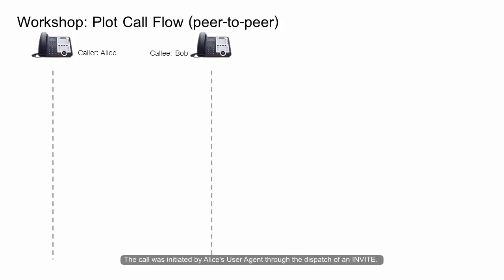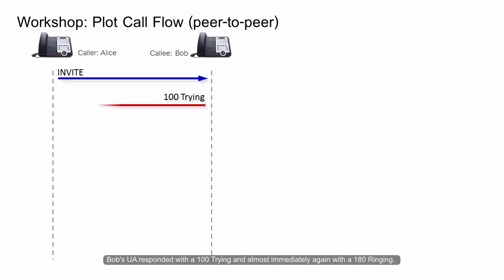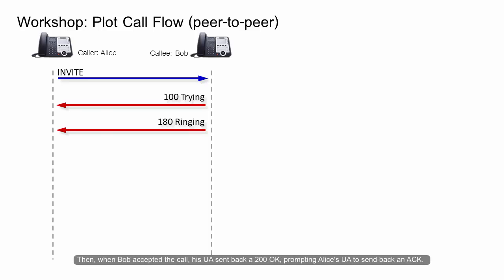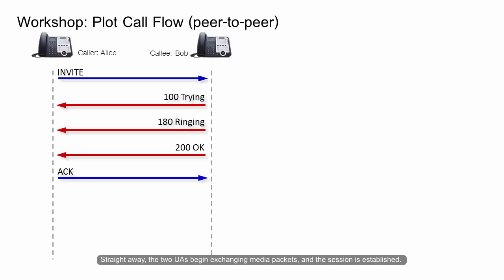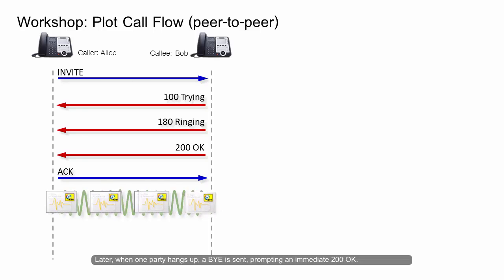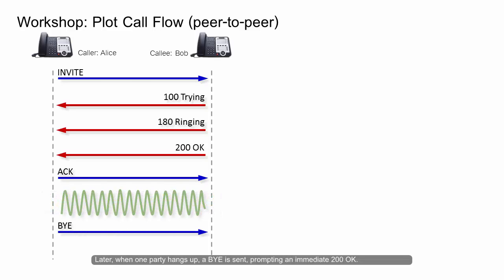The call was initiated by Alice's user agent through the dispatch of an invite. Bob's user agent then responded with a 100 trying, and almost immediately again with a 180 ringing. Then when Bob accepted the call, his user agent sent back a 200 OK, prompting Alice's user agent to send back an ACK. Straight away, the 2 user agents then begin exchanging media packets, and the session is established. Later, when one party hangs up, a bye is sent, prompting an immediate 200 OK.